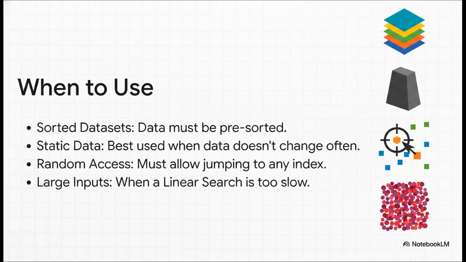Third, random access. This just means your data structure needs to let you jump immediately to any position, like a standard array. If you're using something called a linked list, where you actually have to walk through items one by one just to find the middle, well, the shortcut is ruined. And finally, use it for large inputs. For tiny little lists of, say, 5 items, linear search is perfectly fine. But when the data scales up, binary search becomes absolutely essential.